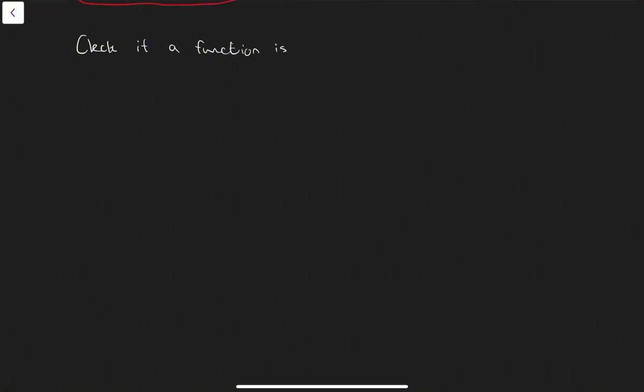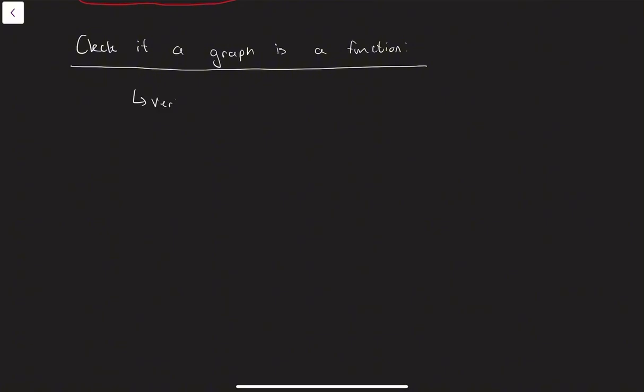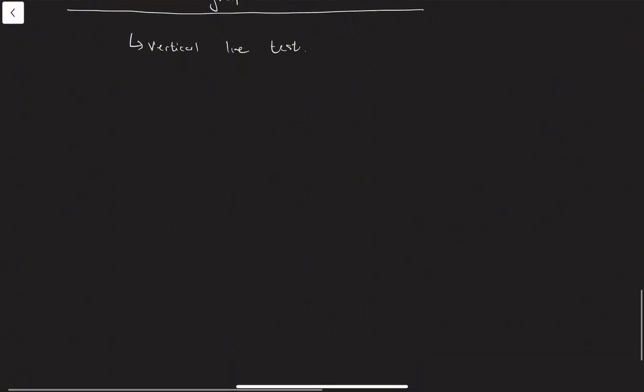Perfect. Now, how to check if a function is, I guess let's rewrite it as how to check if a graph is a function. And this is done through something called the vertical line test. So the vertical line test basically states that if a vertical line can pass through each and every point of a function and intersects with one and only one point, then it can be considered a function. Let's write that down.